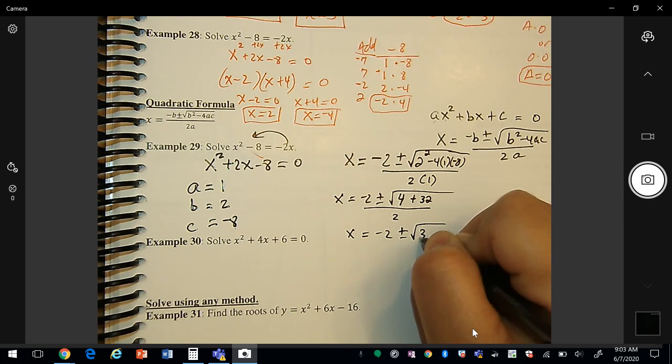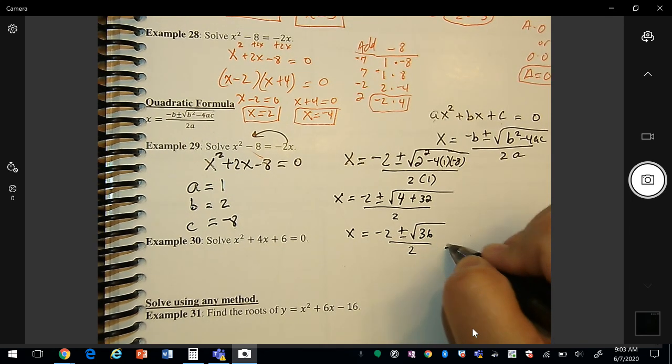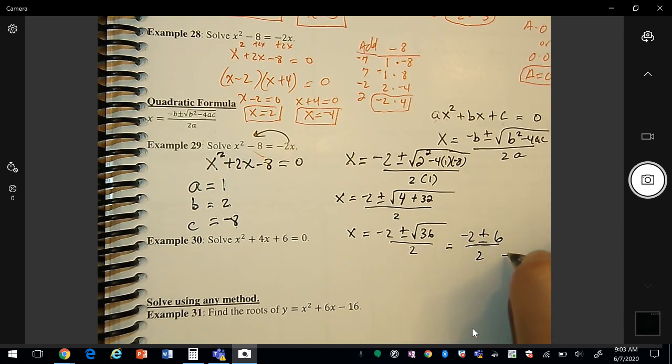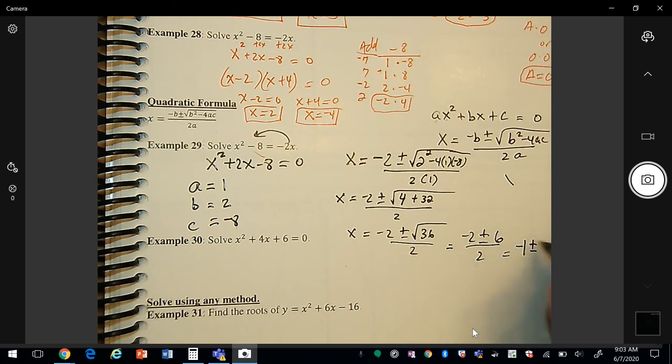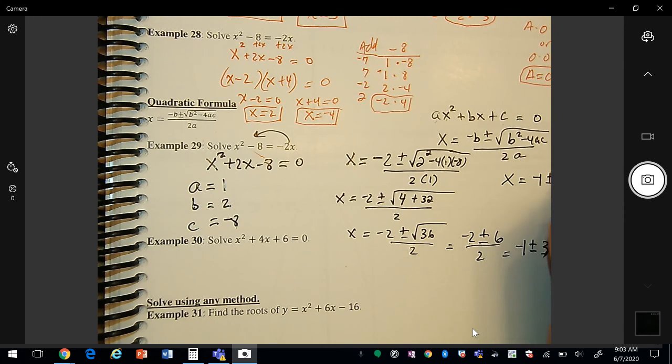4 plus 32 is 36, divided by 2. The square root of 36 is 6, divided by 2. And so we get two answers here. Well, let's just divide by 2. Negative 2 divided by 2 is negative 1. 6 divided by 2 is 3. So my answers are negative 1 plus or minus 3.